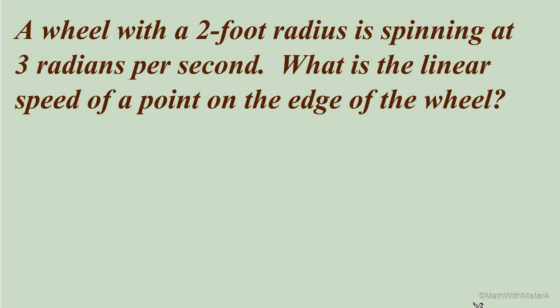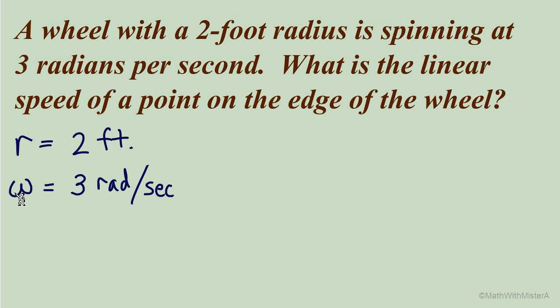Well, what info do we get? We've got the radius equals 2 feet. 3 radians per second is what kind of measure? That is an angle per time. That's our angular speed, omega equals 3 radians per second. And I would say linear speed if it gave me some distance per time, miles per hour, feet per second. But if I see an angle per time, it's got to be the rotational velocity or the angular velocity, the omega.